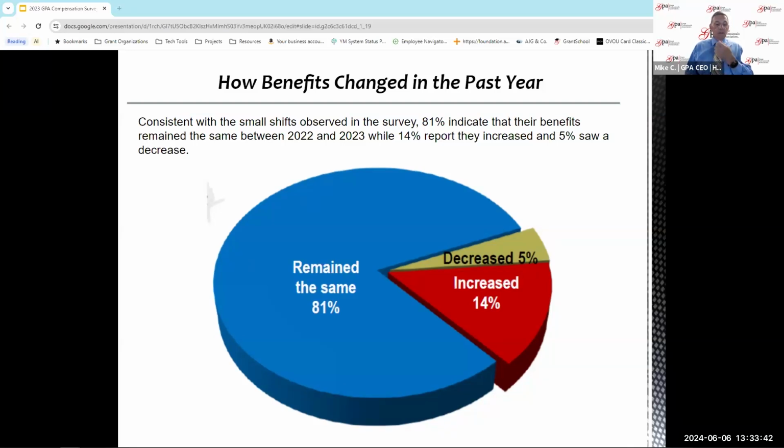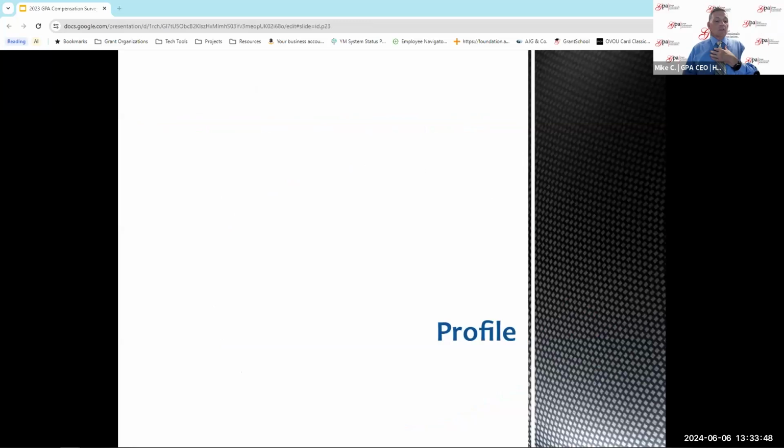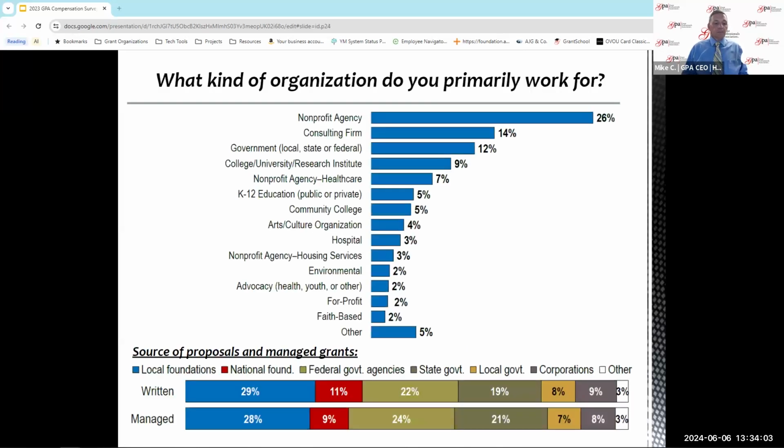You can see compensation by the state. So let's talk a little bit about the profile. And this is where we'll talk a little bit more about the data and what the profile of those who responded to the survey, and kind of get to that question about regional responses.